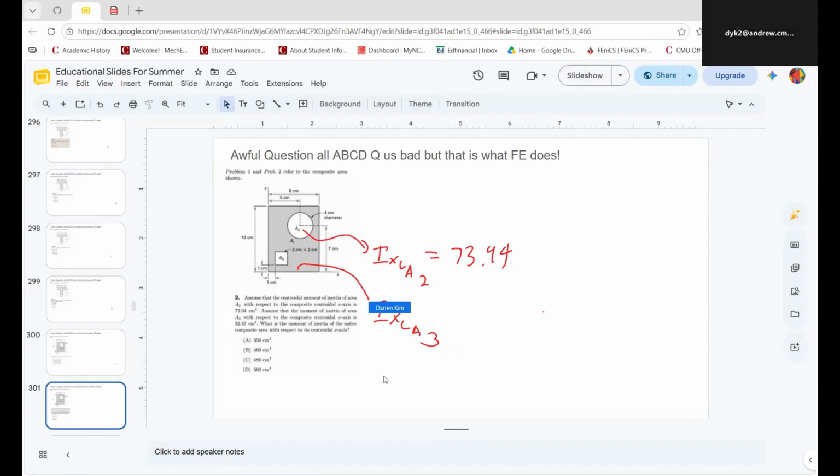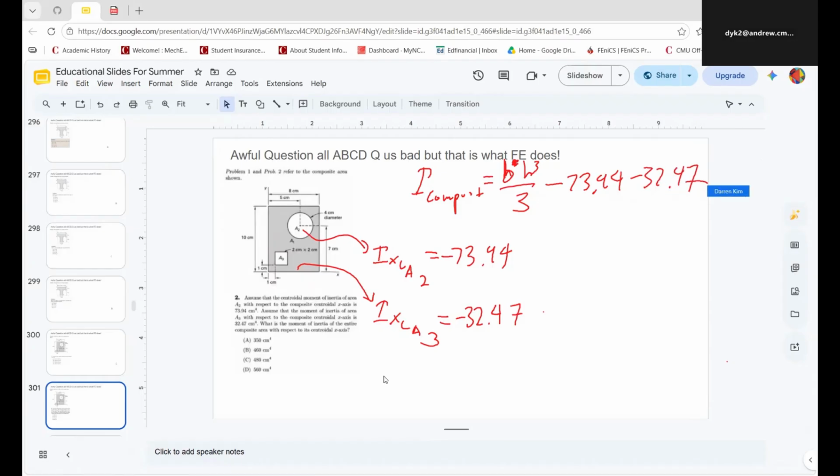AXCA3, which is this one, equals 32.47. So what we can do is get the total moment of inertia, and they're asking for the entire composite area. Again, it's really called superposition, but it's just adding things and minusing things. So these are actually considered negative moment of area inertia. So the composite is equal to BH3 divided by 3. We discussed that last time. Minus 73.94 minus 32.47 should give you the answer.